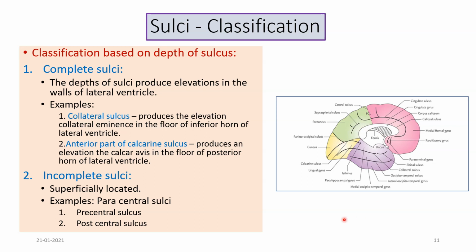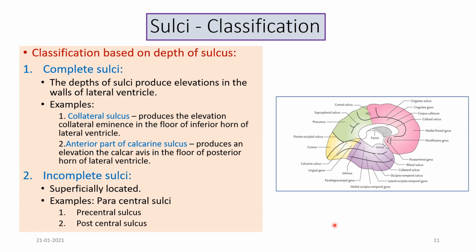Then what are incomplete sulci? These incomplete sulci are superficially located. So what are they? They are the paracentral sulci. The examples for this paracentral sulci are the precentral sulcus in front of the central sulcus and postcentral sulcus behind the central sulcus, which is seen for most of its extent on the superolateral surface.